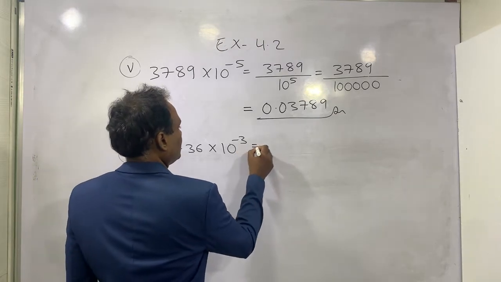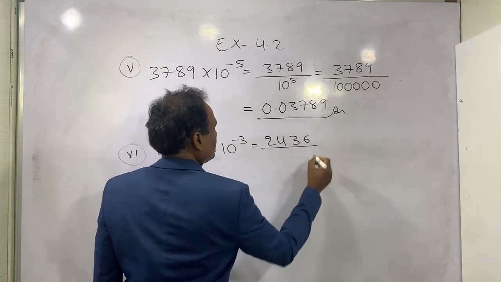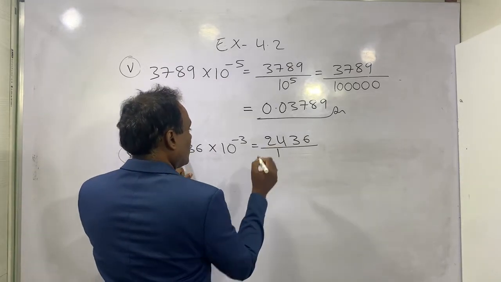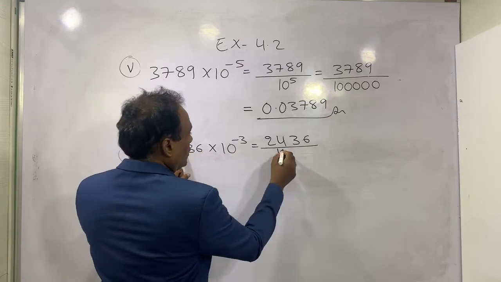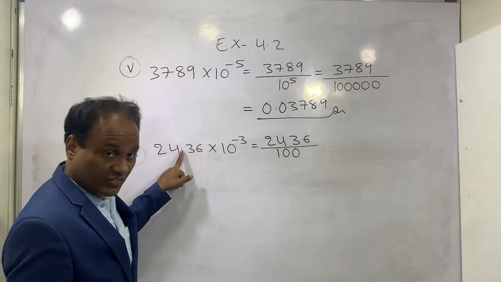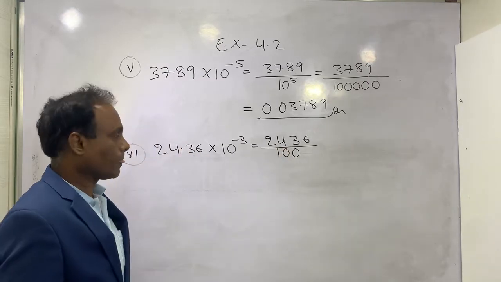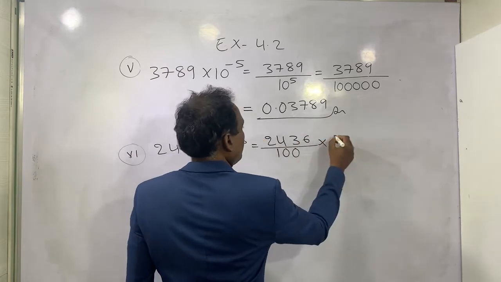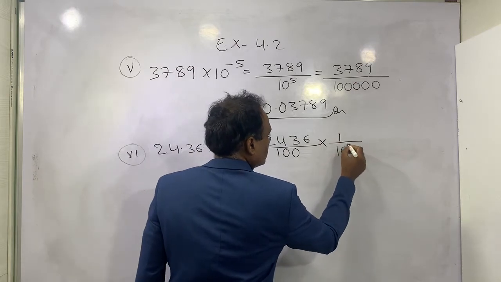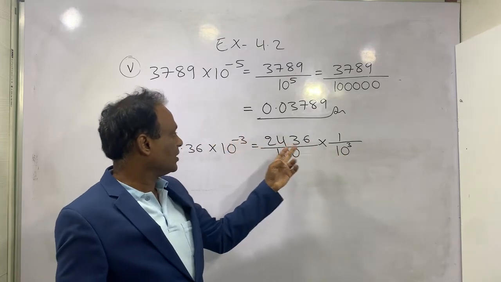Next. See here. Remove the decimal. To remove the decimal, after 1, how many digits here? 2 digits, so 2 zeros. To remove the decimal, the process is we have to keep 1 here. After decimal, 2 digits, so 2 zeros. 10 power minus 3: minus in the denominator becomes plus.